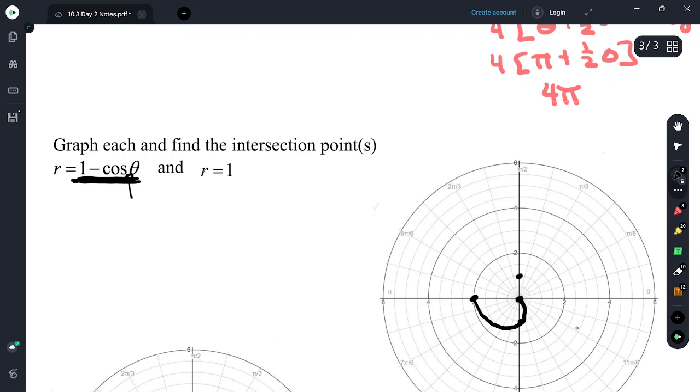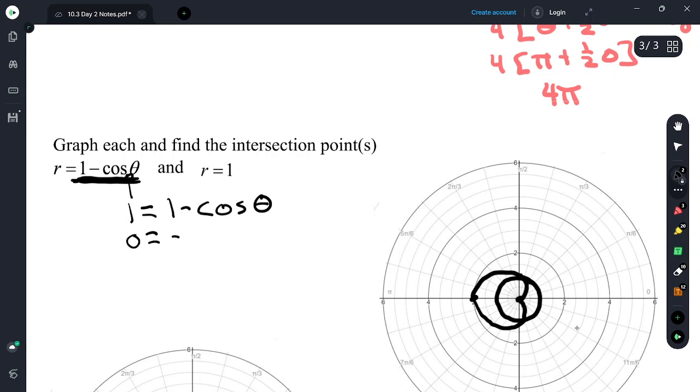It is a cardioid. It bounces like that. And then r equals 1. Well, that's a circle with a radius of 1. That's right there. So we're asked to find out where they intersect. Well, it looks like they intersect at pi over 2 and 3 pi over 2, but we can do this a little bit more mathematically. We could probably figure it out using the graph.